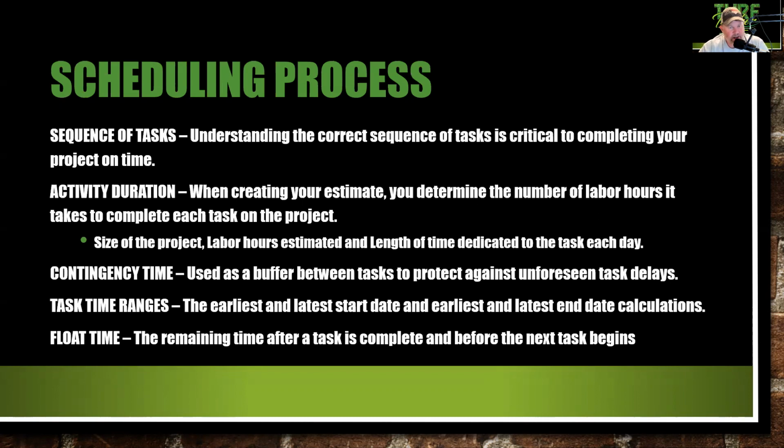Activity duration. When creating your estimate, you determine the number of labor hours it takes to complete each task. You need to know what that means. If you don't, there's all kinds of resources out there. One's called Google, but if you start reading in Means or Dodge, these are organizations that will help you get a pretty good feel for how long it's going to take to lay 100 square feet of brick pavers, how long it's going to take you to irrigate a 45,000 square foot lawn.